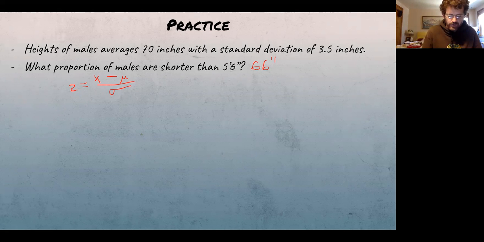So now, and I don't want to spend too long on this problem. This is review stuff again. Data point here is 66 inches. The mean is 70. And our standard deviation is 3.5. And now we can figure out that z-score.